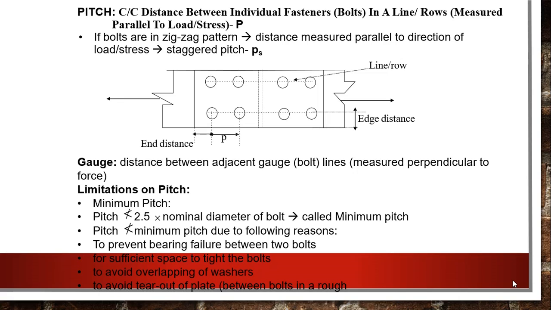So the minimum pitch criteria is as follows: pitch should not be less than 2.5 times the nominal diameter of bolt, which is called the minimum pitch, right? Pitch distance should not be less than the minimum pitch due to the following reasons. To prevent the bearing failure between two bolts, you have to maintain the minimum pitch, right? The minimum pitch distance should not be less than 2.5 times the nominal diameter of bolt for preventing the bearing failure, for sufficient space to tighten the bolts, to avoid overlapping of the washers, and to avoid tearing out of the plate between the bolts, right?